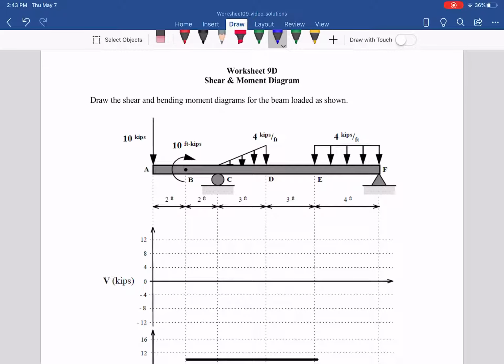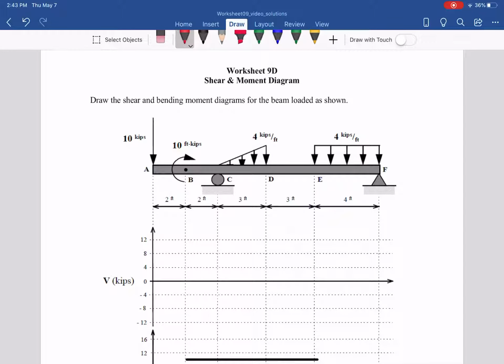Worksheet 9D and the last worksheet for today's lesson. Draw shear and bending moment diagrams for the beam loaded as shown. Even though the problem doesn't ask us to find the external reactions, you still have to use your good statics to take moments, etc.